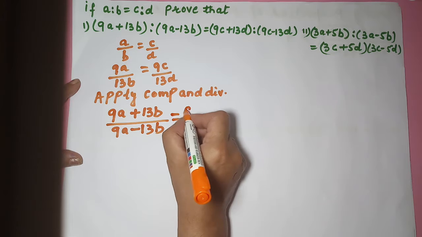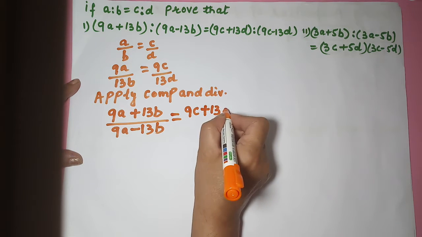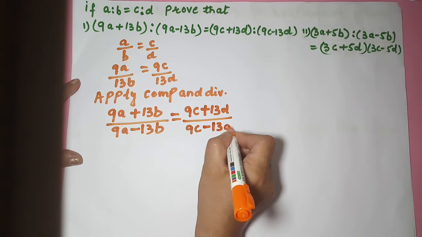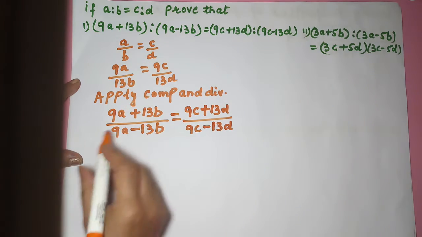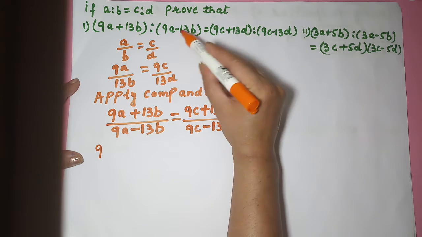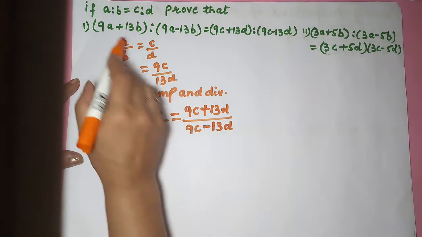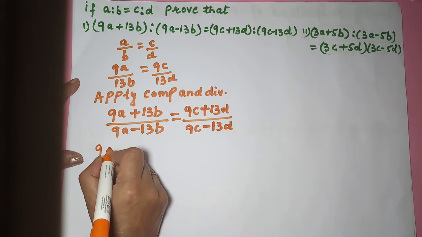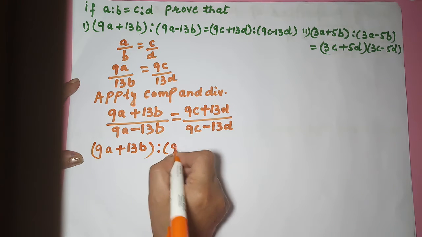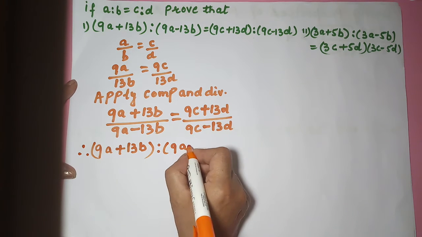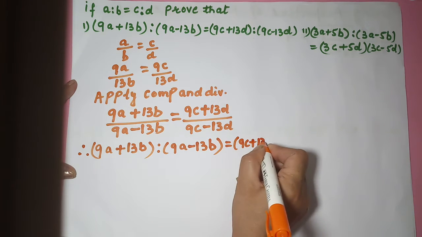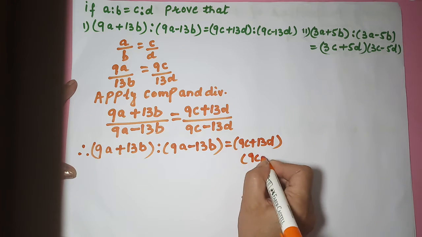So here also numerator is 9C plus denominator is 13D upon numerator minus denominator. So have I got this? Yes. So I have to write the answer. If he wants me to write the answer in this format, I don't have to leave it like this. I have to write it like this. So I can now write 9A plus 13B is to 9A minus 13B is equal to 9C plus 13D is to 9C minus 13D.